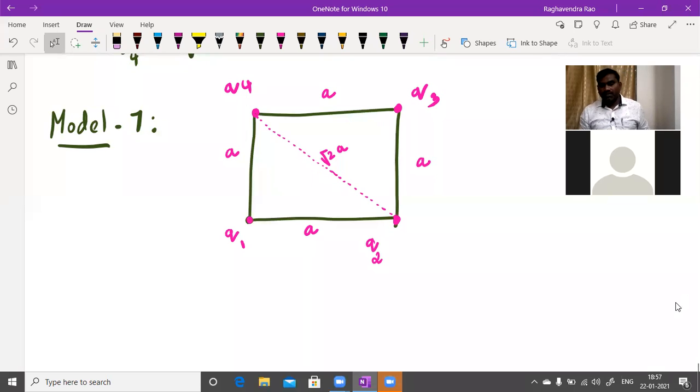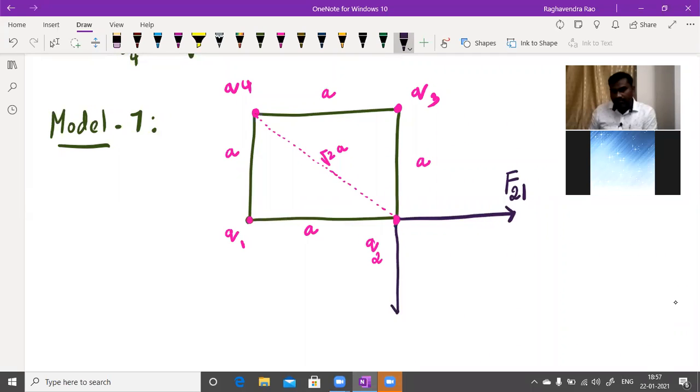Right. So the distance between the charges Q2 and Q4 is root 2 into A. Now what is the net force on charge Q2? Q1 and Q2 are positive charges, so Q1 will exert a repulsive force in this direction. This is the force on 2 due to 1. In the same way, Q3 also exerts a repulsive force. These two are acting in this direction. This is the force on 2 due to 3.